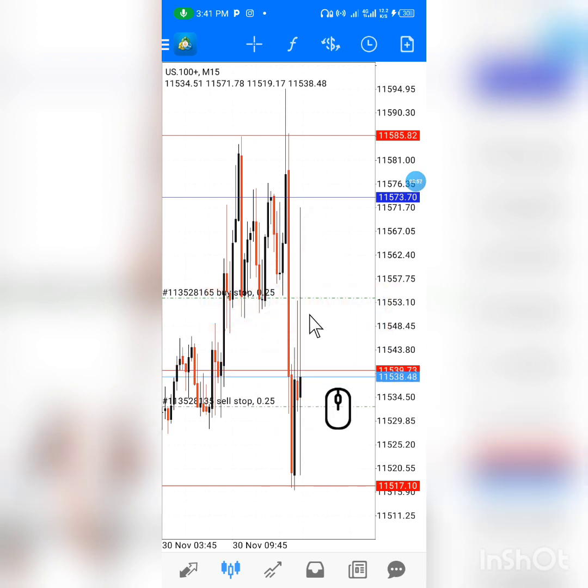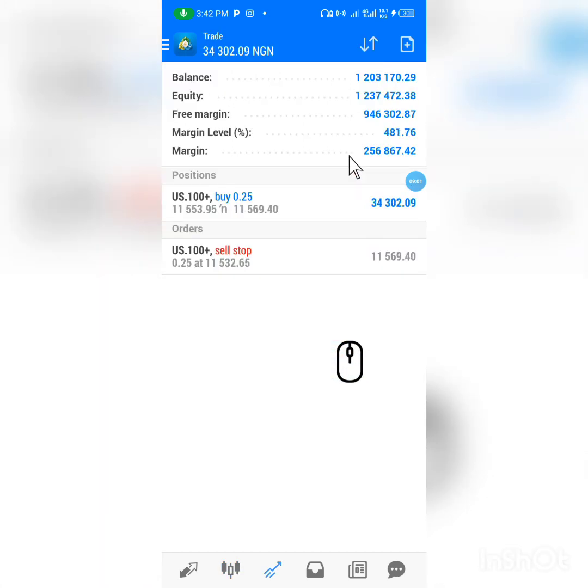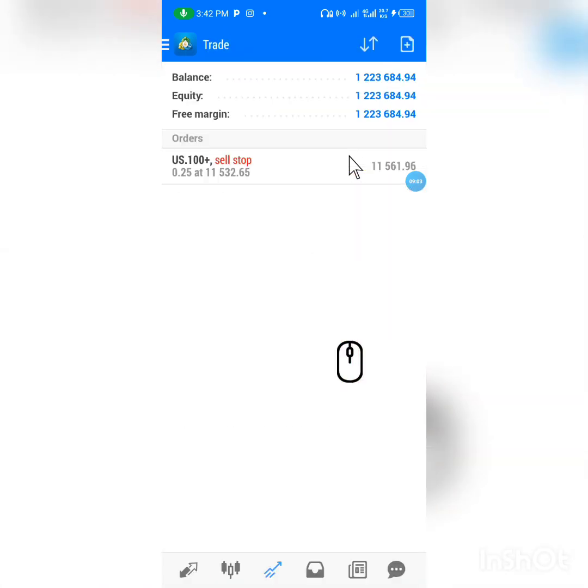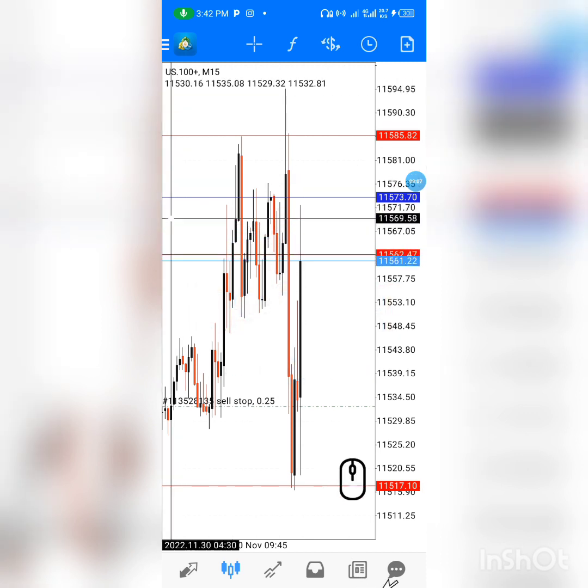The buy stop you're placing, you're expecting the market to go up. Okay, this has been triggered. See what happened here. See how fast the trade was triggered. And this is for the sell stop.